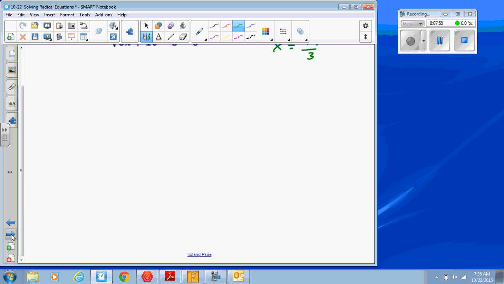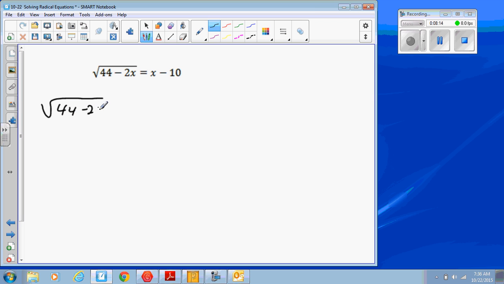The next problem we're going to work on is number 5. I'll do this one with you. This one's a much trickier one, again, because we have the x over here. So I'm going to rewrite this right now. I'm going to say that's the square root of 44 minus 2x equals x minus 10. And then the structure here would be to get rid of the square root sign.